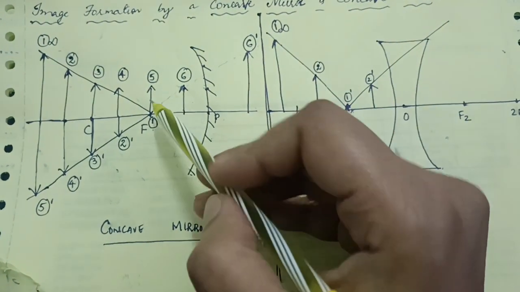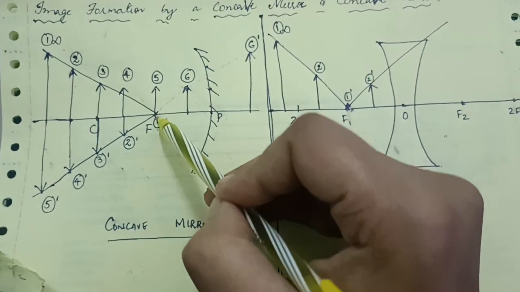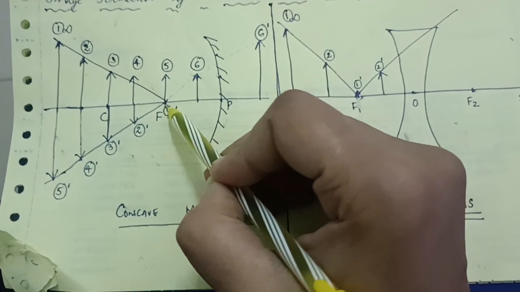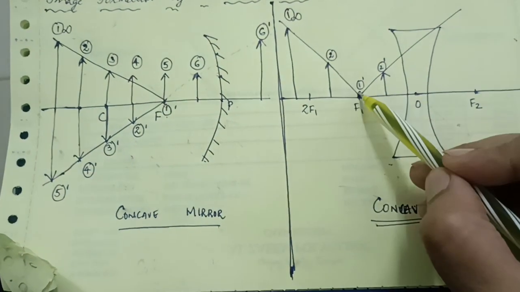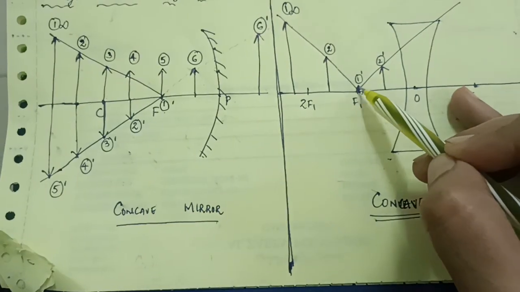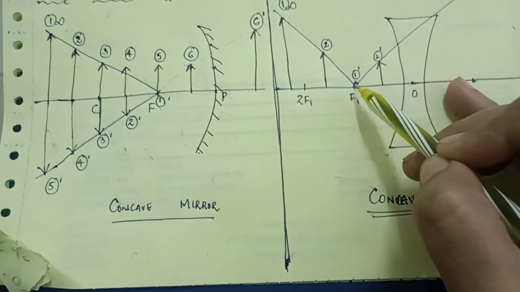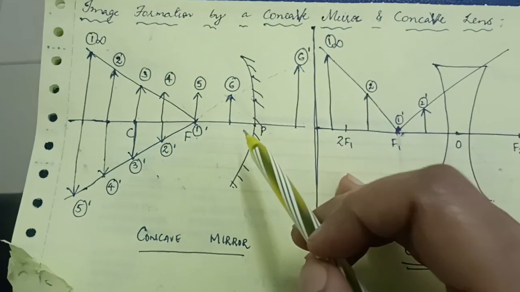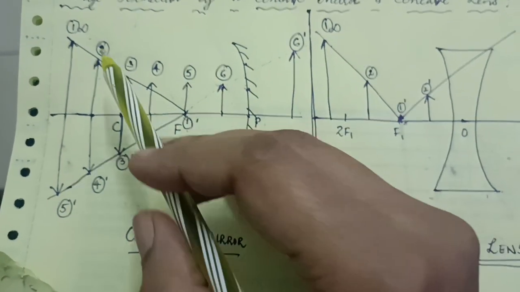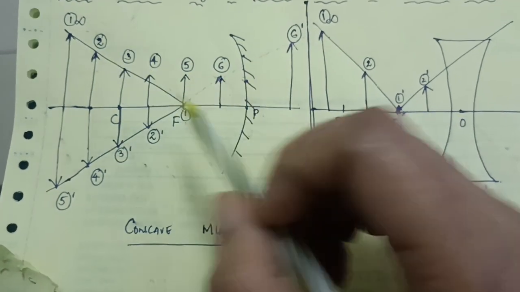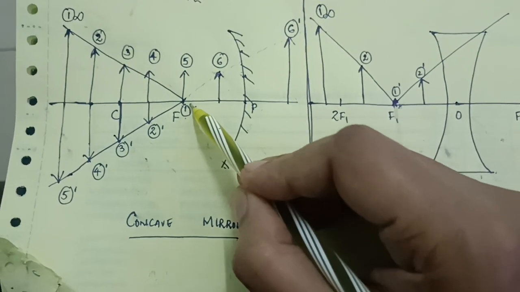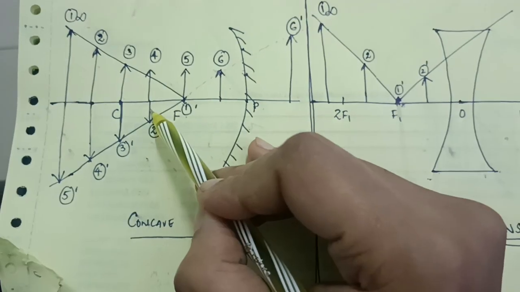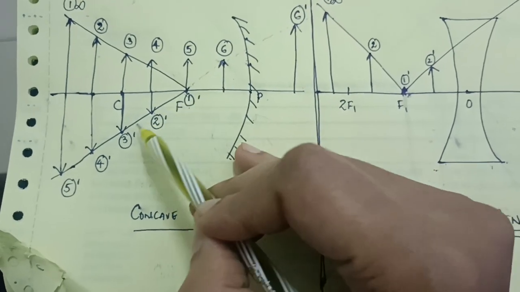All that you need to remember is that the point of intersection of the V at the principal axis should be at F. Here also, if you see, this V is intersecting this principal axis at the point F. So you know, in a concave mirror, you have six positions. The first position is at infinity, and you know the image is at the focus. The second position is beyond C. The image is formed in between F and C.